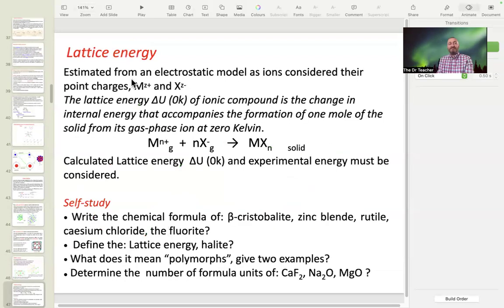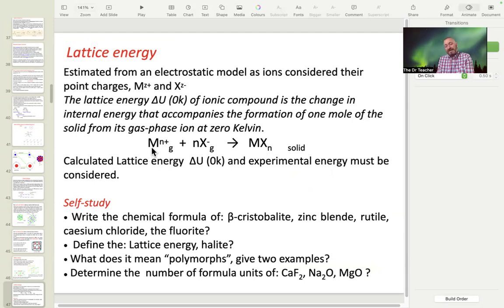Now we can go to the lattice energy. We estimate it from the electrostatic model, as I consider their point charges Mz+ and Xz-. So we can determine or find out the energy of the lattice, depending on the MX. M is the metal, X is the halogen maybe, or another one. So the lattice energy, delta U at 0 Kelvin, of an ionic compound is the change in internal energy that accompanies the formation of 1 mole of the solid from its gas phase ions at 0 Kelvin.